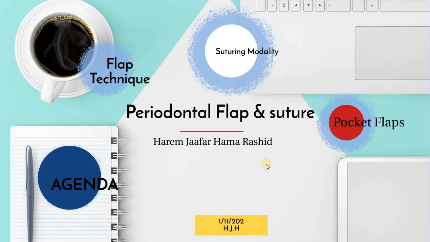So these are the types of suture simply.